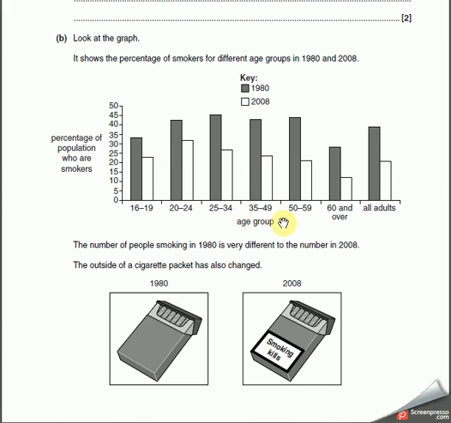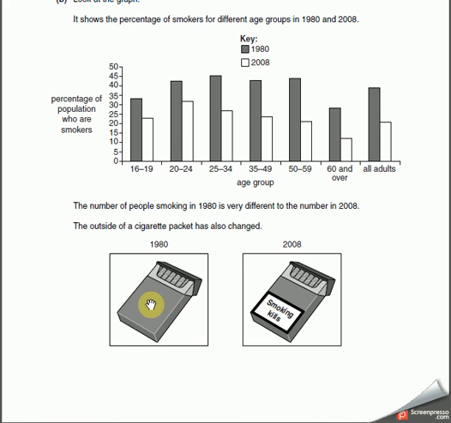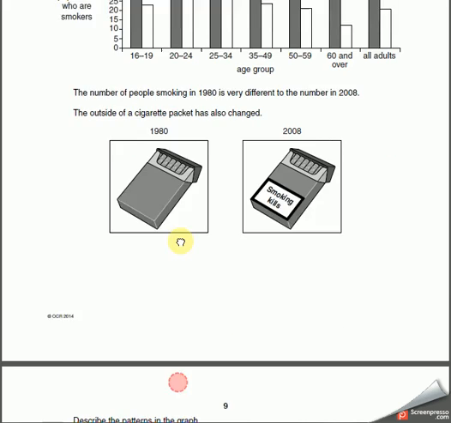And notice what I'm doing here. I'm going through the graph and I'm trying to understand what the graph is actually showing me. The number of people smoking in 1980 is very different to the number in 2008. We can obviously see that, can't we? We can see in 2008 they're significantly lower. Okay, the outside of the packet has also changed. That is in 1980. Okay, and that is in 2008. You can obviously see the differences as warning labels, isn't it?